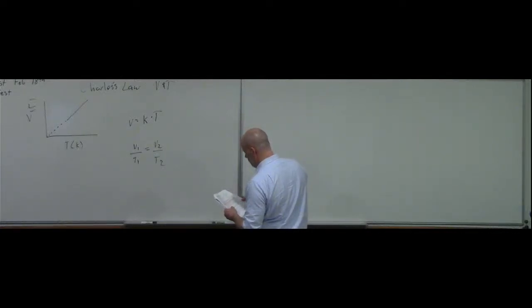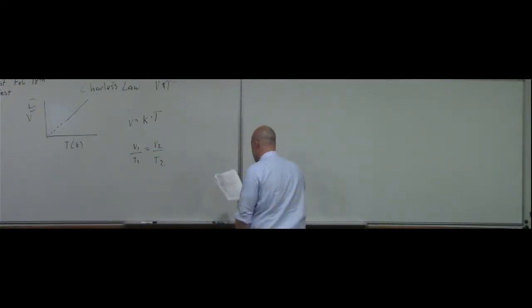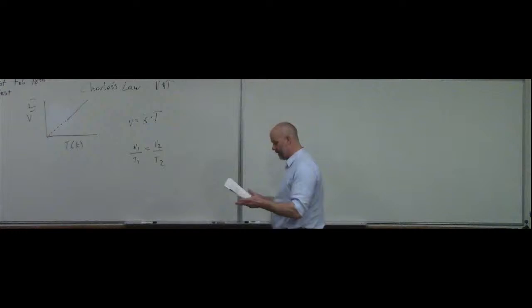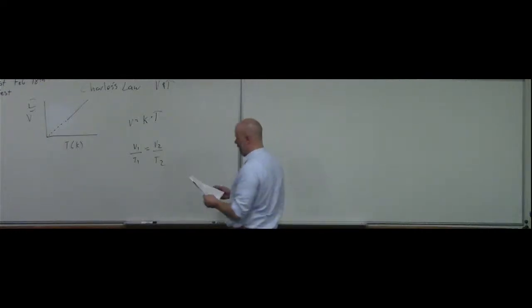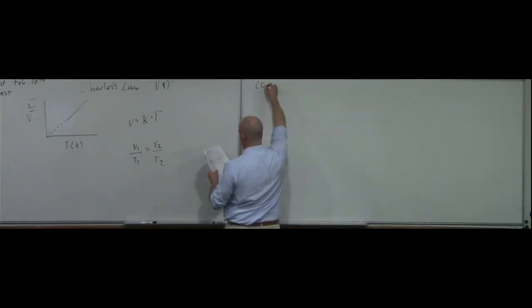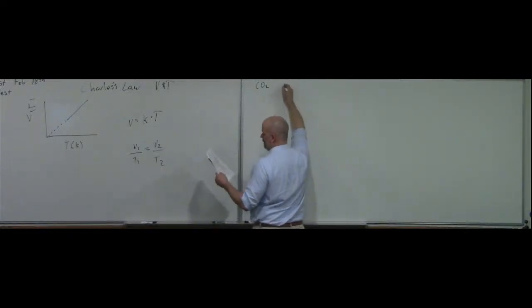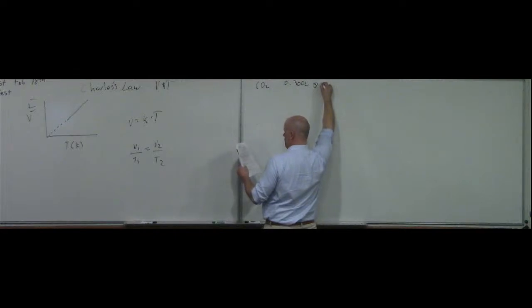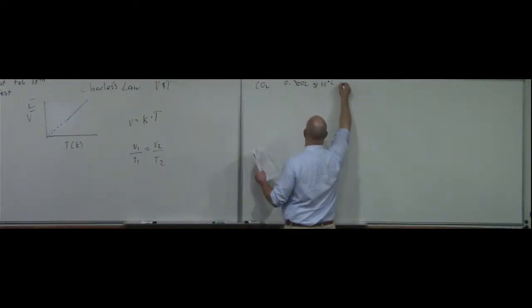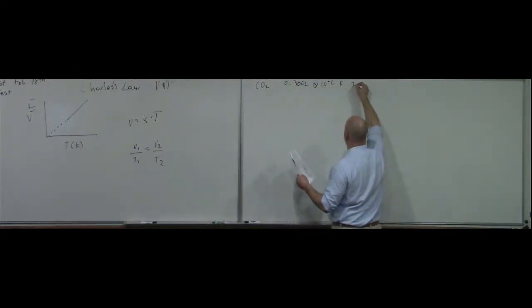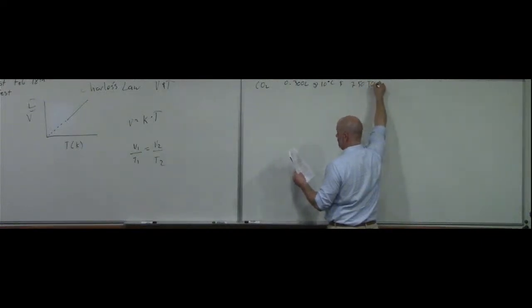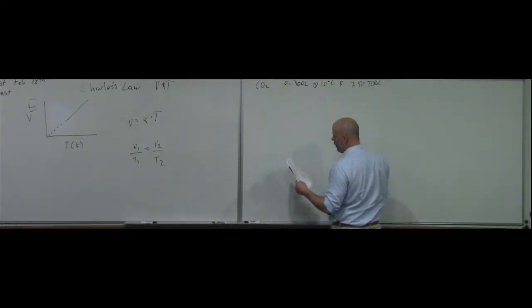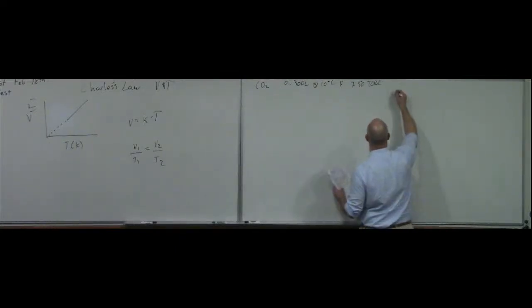And as seen with the P to T relationship, this is another formula. It's extraneous. We don't need all that. Let's do a problem. A sample of carbon dioxide, CO2, occupies 0.300 liters at 10 degrees centigrade and 750 torr. What volume will the gas have at 30 degrees centigrade?